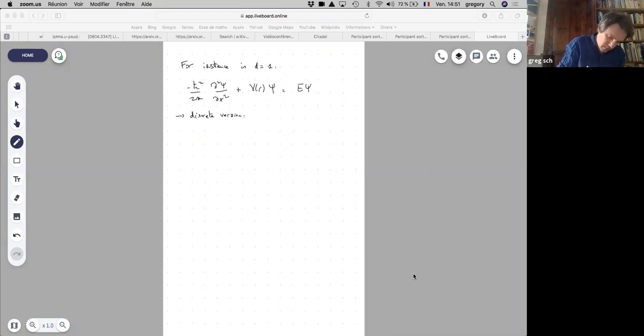Well, what it gives me is simply these things, right? So I don't touch this term, but then this one will be psi of n plus 1 plus psi of n minus 1 minus 2 psi n, okay? And then I will have the disordered potential V_n times psi n, equal to E times psi n.